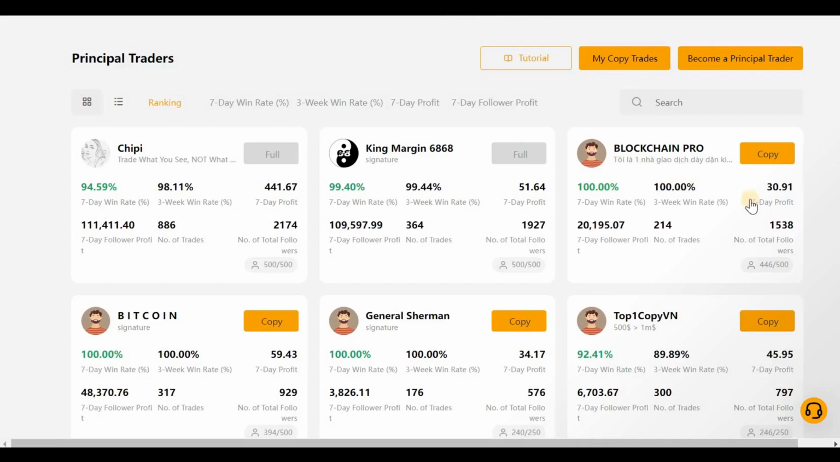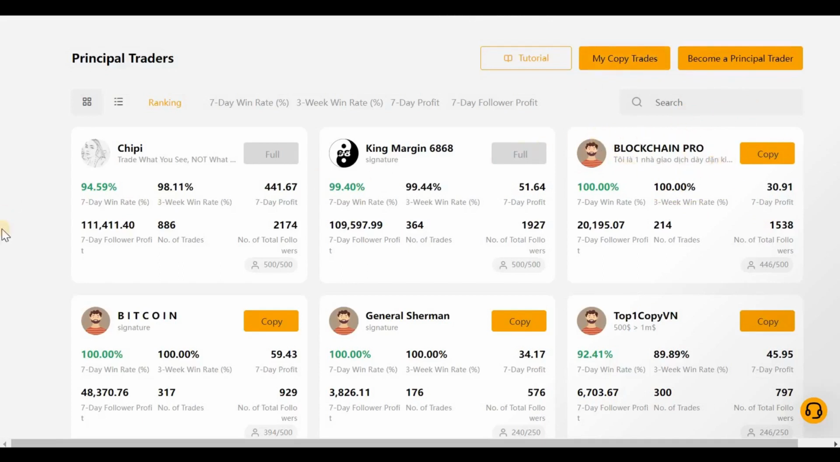You can also see right here the 7-day profit is at around 30.91. This right here is very good with a number of trades of over 200. And currently, there are over 1,500 users following this strategy. If I was to pick a strategy, I can pick this blockchain pro. This trader is more likely a profitable trader, and I can choose to copy his trades and make consistent profits.